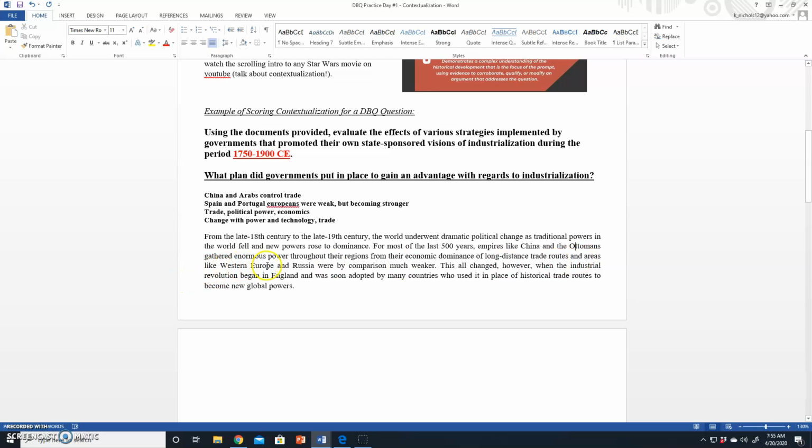Areas like Western Europe and Russia were by comparison much weaker. This all changed, however, when the Industrial Revolution began in England and was soon adopted by many countries who used it in place of historical trade routes to become new global powers.